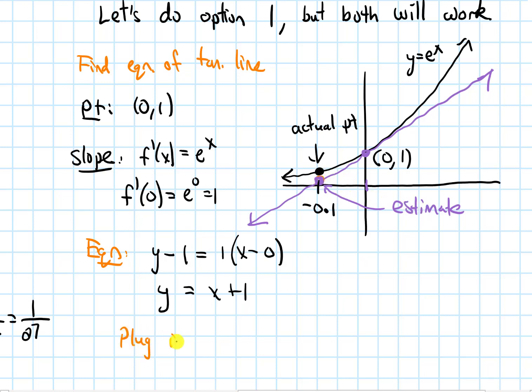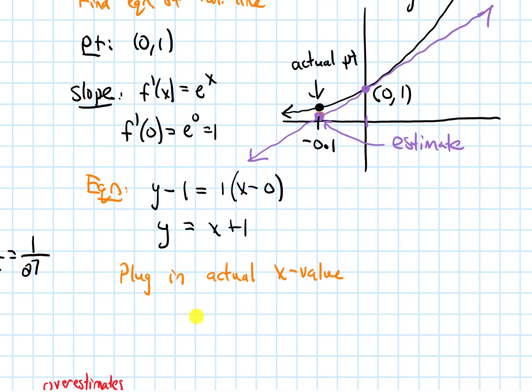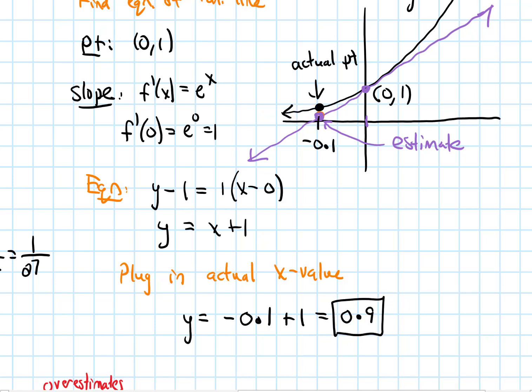So now let's plug the actual x value into that tangent line equation. We'll get y equals, plugging in negative 0.1, and then plus 1. That's 0.9, and that is my estimate. Looking at my picture, this underestimates the actual value. I can see that because on the tangent line, this point when I plug in is lower than that corresponding point on the actual curve.